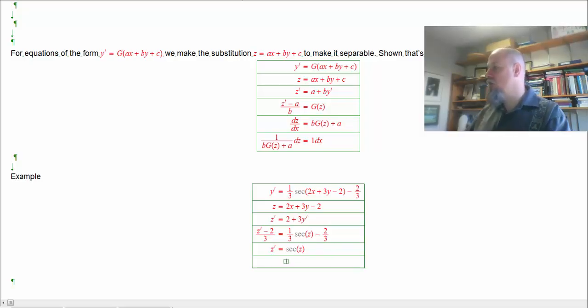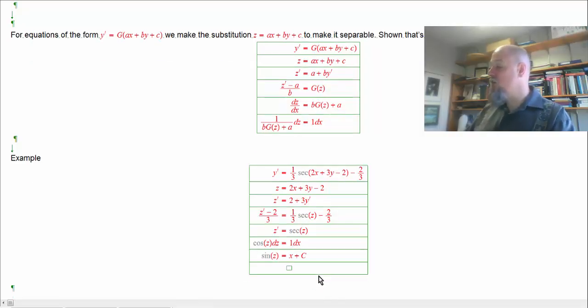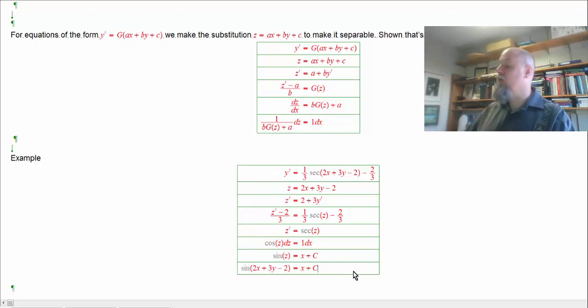That's supposed to be a separable equation. If I put all my z's on one side, remember 1 over secant is cosine. Now it's separated. Integrate both sides. The sine of z is equal to x plus a constant. When I integrate both sides, I've integrated the 1 with respect to x. Now that I'm done my integration, I can substitute back in for what z is. Z is this line. And I'm done. There's the implicit solution.